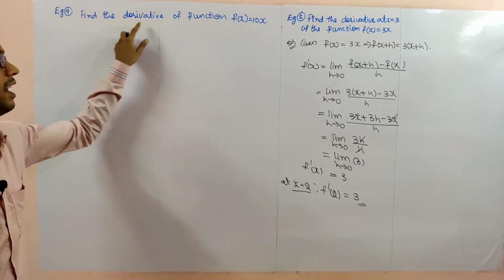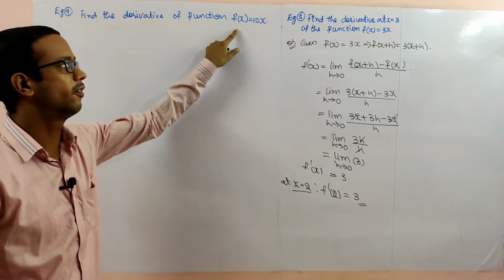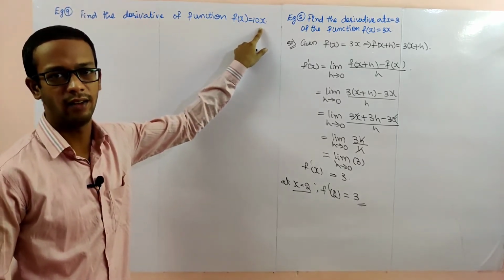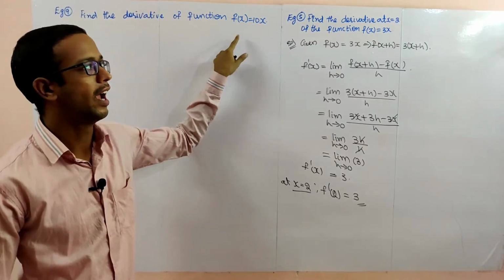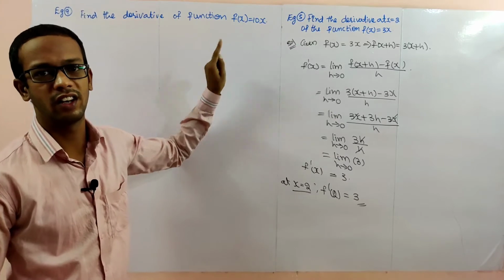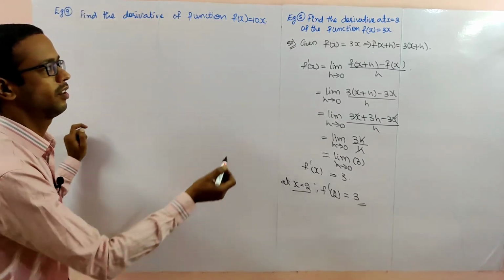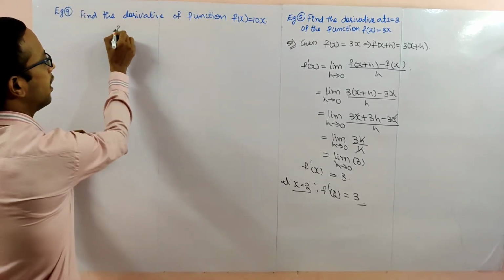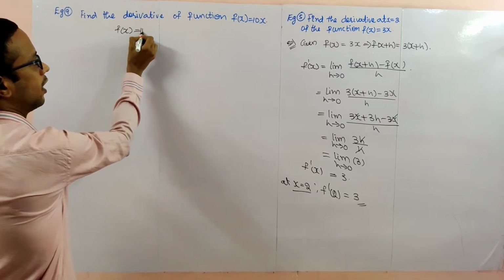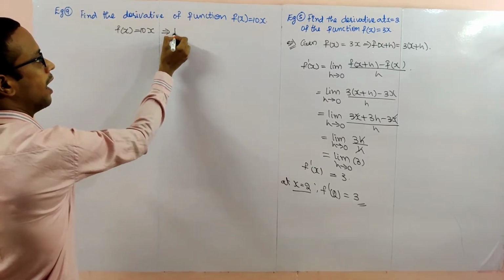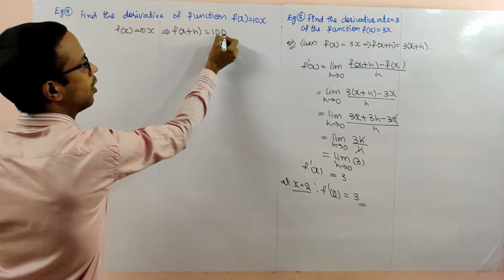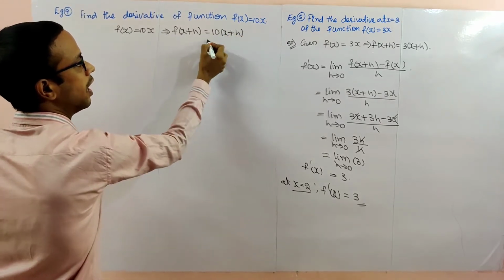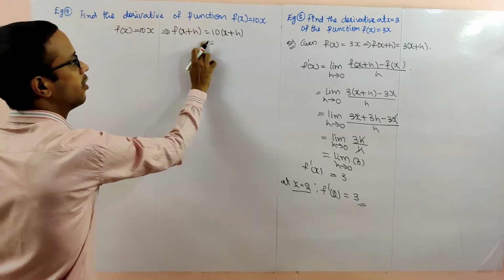Example 9: find the derivative of the function f of x equal to 10x. Just the derivative. Now it is just the same: given f of x equal to 10x, implies f of x plus h is equal to 10 into x plus h. I am directly simplifying, otherwise write down the first formula.